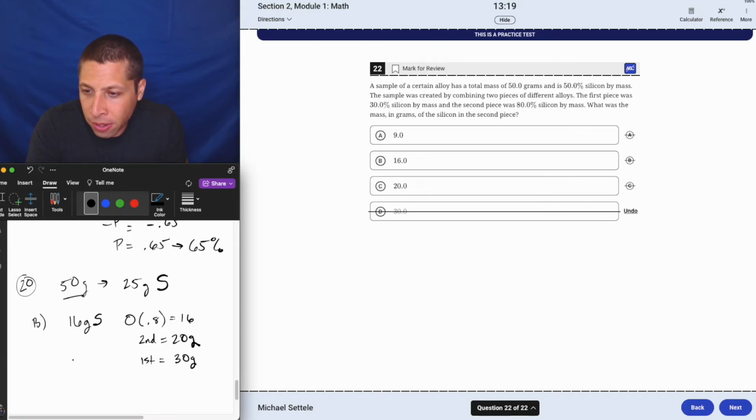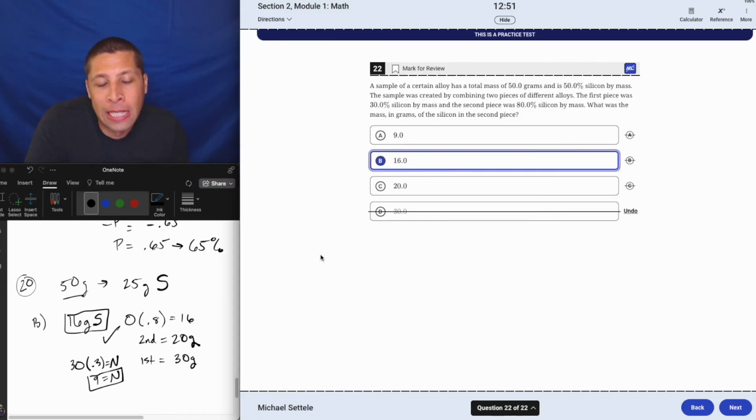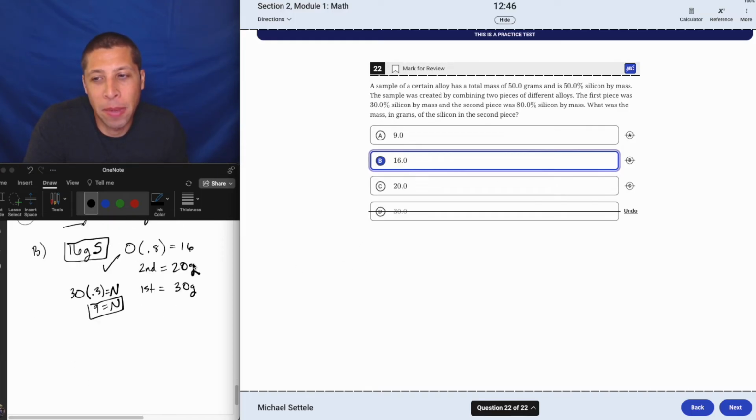So that means 30 grams times 30% silicon, so 0.3, is equal to some new value. 30 times 0.3 is 9. So the 9 plus the 16 has to get me to 25. And I think it does. Seems like proof. Is there any other? Maybe I'll try C.